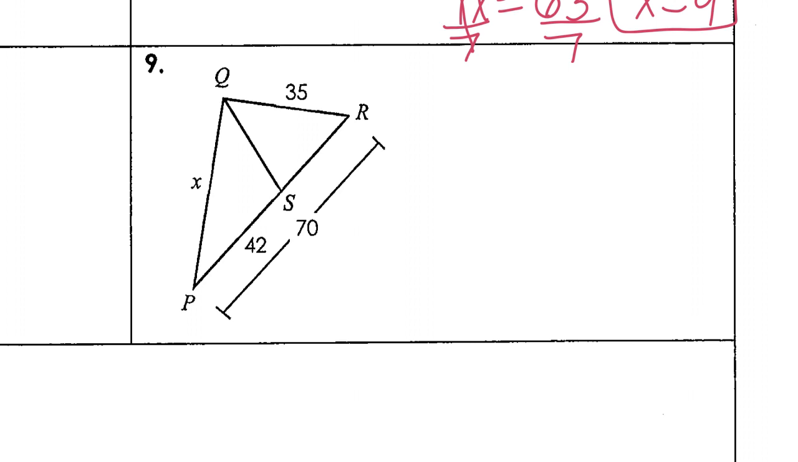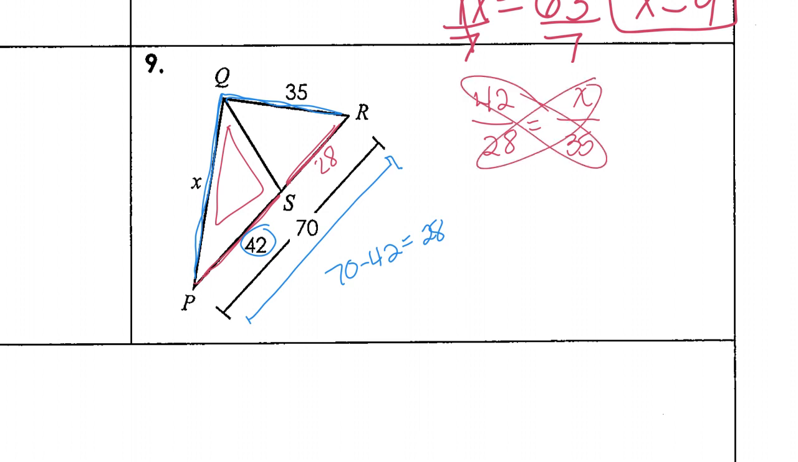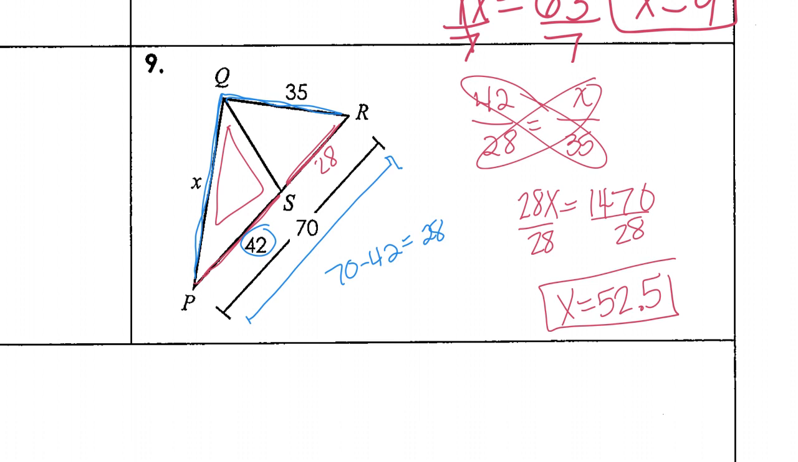So for number 9, it's the exact same thing. PS is proportional to SR, and PQ is proportional to QR. The only thing, it looks like we're missing SR, but we know that the whole thing is 70, right? So we can subtract 42, because if you take the whole thing minus a part, it gives you the remaining part, and you should get 28. So really, we do know what SR is. So I'm going to go ahead and put 28. So now I can say something like 42 corresponds with 28, and X corresponds with 35. Remember that I started with the left triangle, so I have to start with that same triangle.